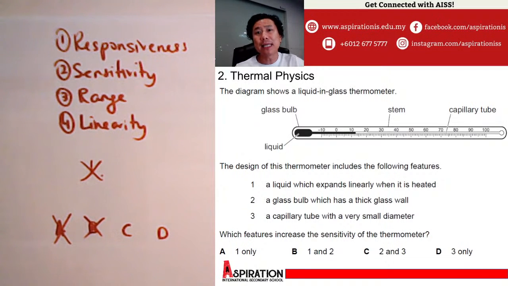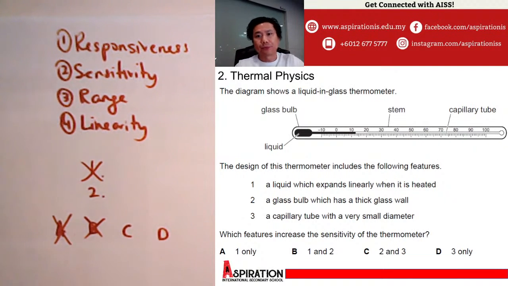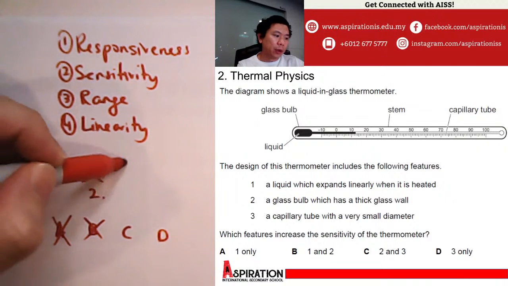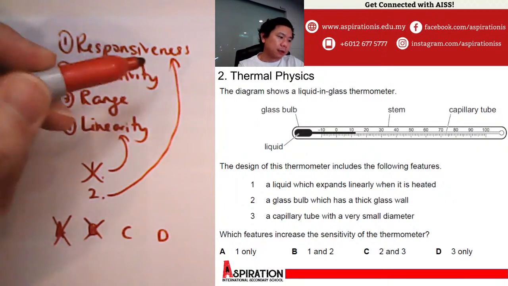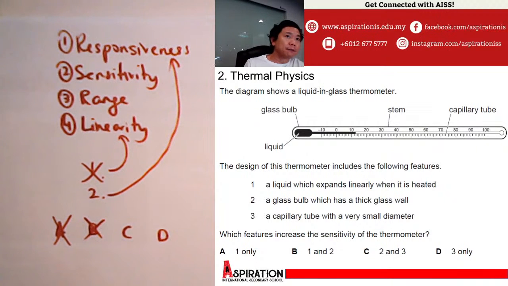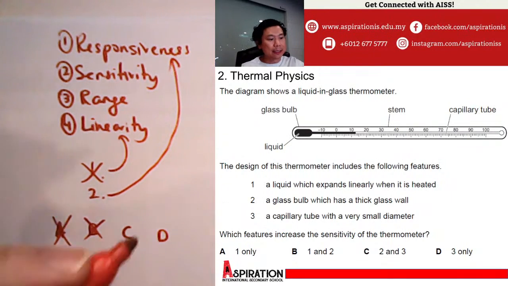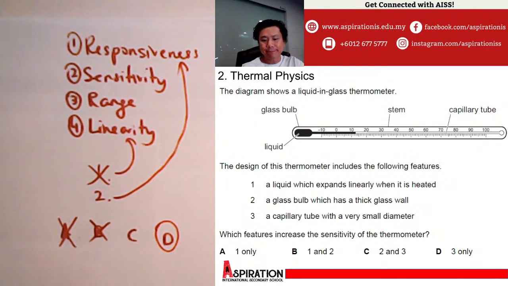So you're left with C and D. And now we just have to determine whether number 2 is right or wrong. Look at number 2. The thickness of the glass wall will affect the responsiveness and not the linearity. So the answer is D. Very happy to see many of you choosing D. Very good. Now we'll move on to our next question.